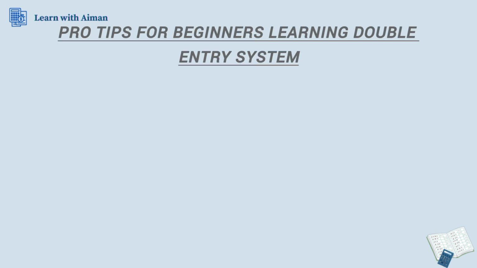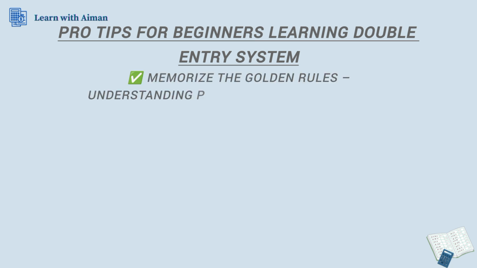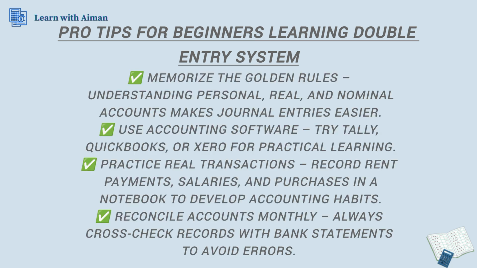Pro tips for beginners learning double entry system. Memorize the golden rules. Understanding personal, real, and nominal accounts makes journal entries easier. Use accounting software, try Tally, QuickBooks or Xero for practical learning.